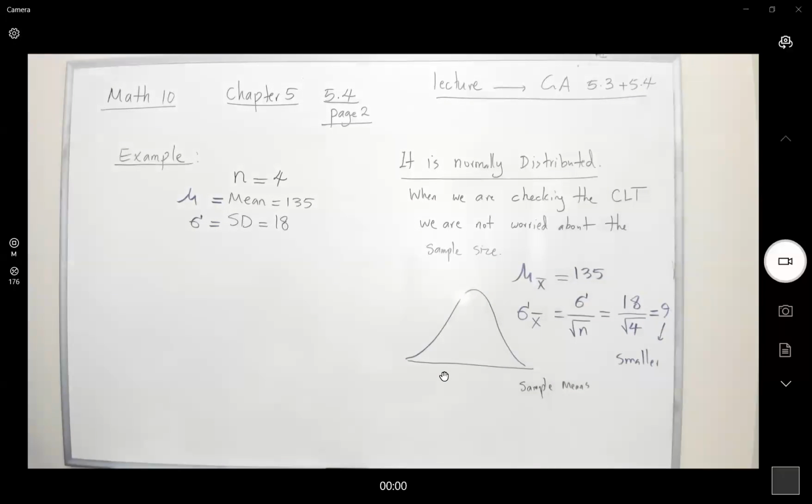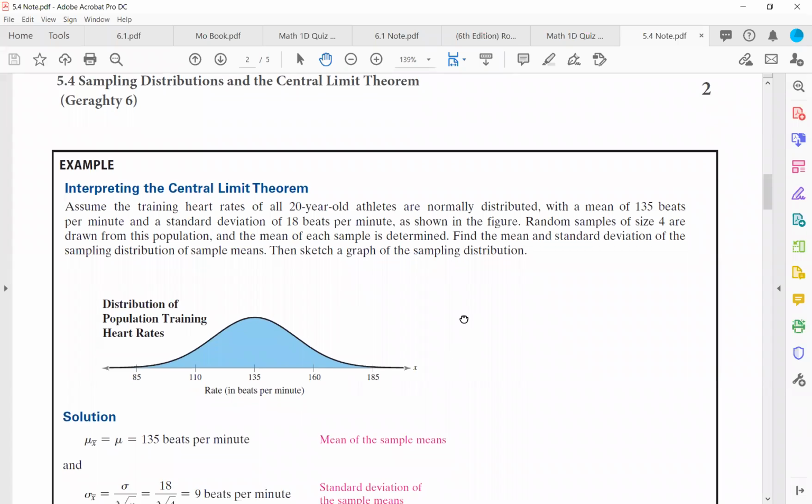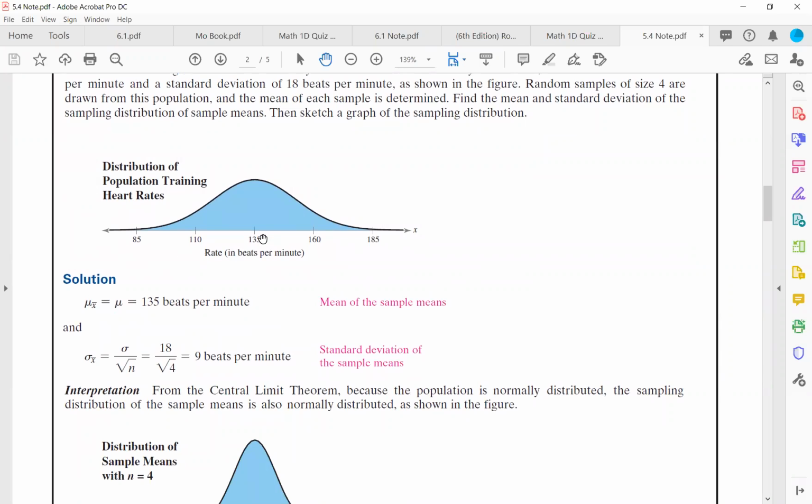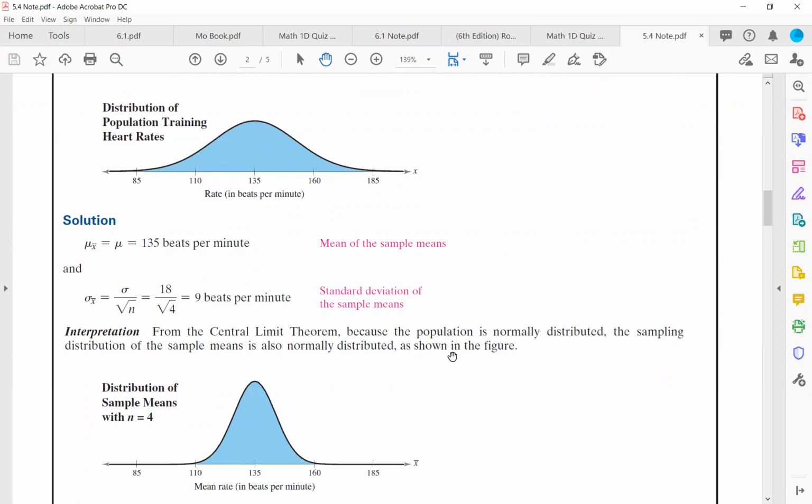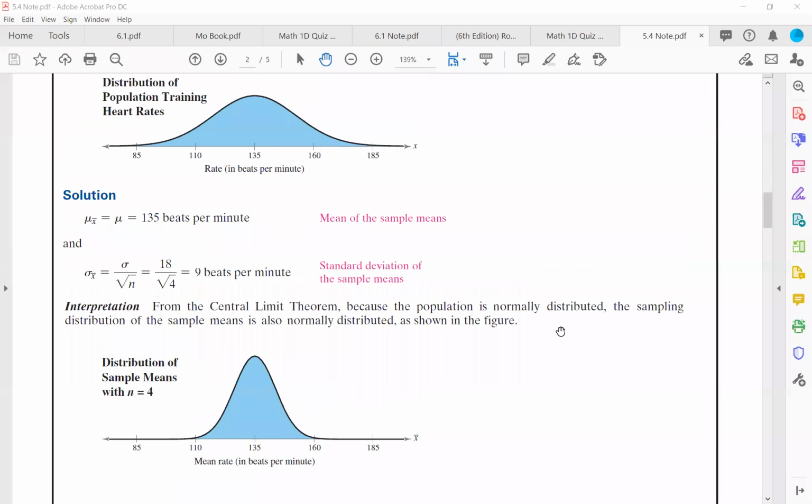Let us take a look at the graph. This is the graph of your population. The mean is 135 with standard deviation equal to 18. Now you are forming a sampling distribution of sample means with a mean exactly the same as the mean of your population, 135, and a smaller standard deviation, which is 9. From the central limit theorem, since the population is normally distributed, the sampling distribution of sample means is also normally distributed, and this is the graph.